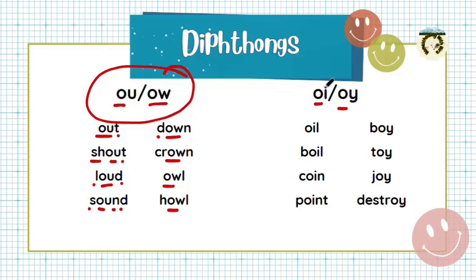Now we have OI. English words don't end in I. So if you hear OI at the end of English words, you need to write it with OY. Otherwise, write it with OI, as in oil, boil, coin, point. Words in which OI is at the end: boy, toy, joy, and destroy. There are many more words. I'm just giving you some examples, right?